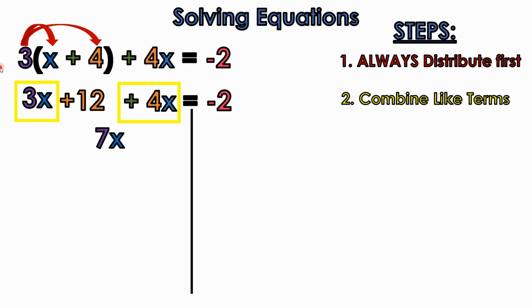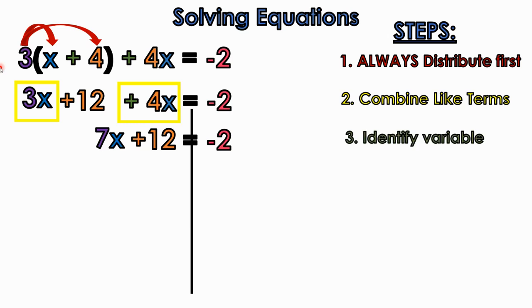Then that plus 12, there's nothing else on that left-hand side to combine it with, so I'm just going to drop it down. And then there's nothing on the right-hand side, so I'm just going to drop down equals negative 2. All right, so now I'm back to those two-step equations that we've been working on. So same steps here. You're going to identify your variable. So my variable is still on the left. I've got 7x.